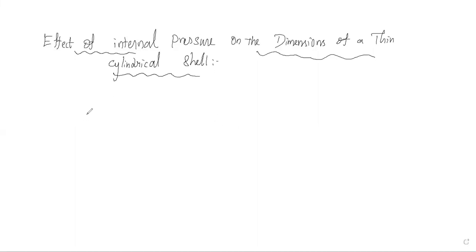So first of all, when a cylinder having fluid is subjected to internal pressure, because of that internal pressure we can get two types of stresses. One is hoop stress along the longitudinal section, and the other is longitudinal stress along the circumferential section. So that we are going to discuss.